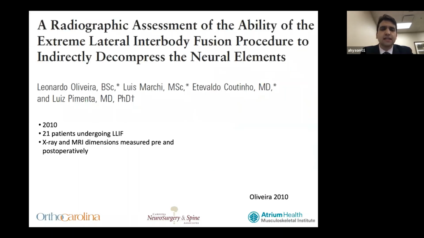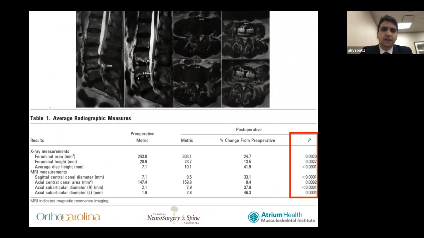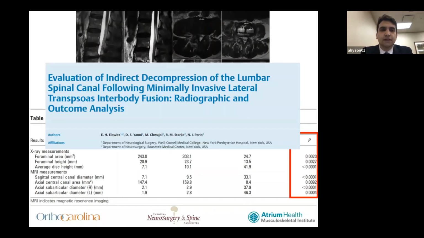This was directly studied by Leonardo Oliveira in 2010, where he assessed X-ray and MRI images both pre and post-operatively after an LLIF procedure. He found that on all measurements that were obtained, there was a significant increase from pre to post-operative. Most significantly, foraminal area increased about 24%, and sagittal central canal diameter increased 33.1% after the LLIF procedure. This has been further validated in other studies which have compared pre and post-operative imaging. This study performed by Elowitz also correlated this with positive patient outcomes and decreased patient-reported pain scores.